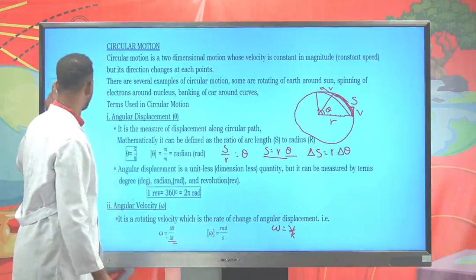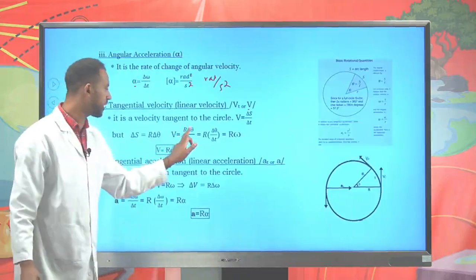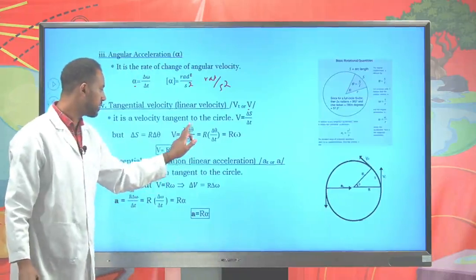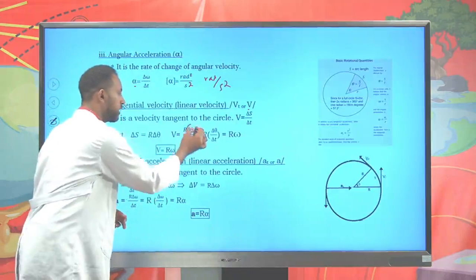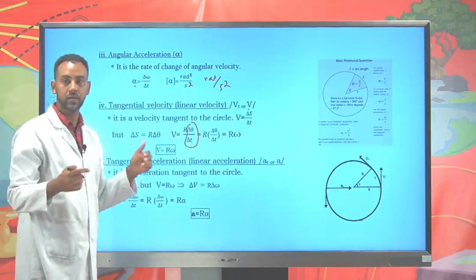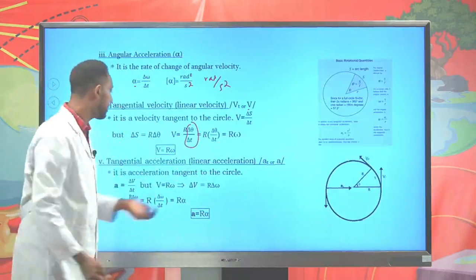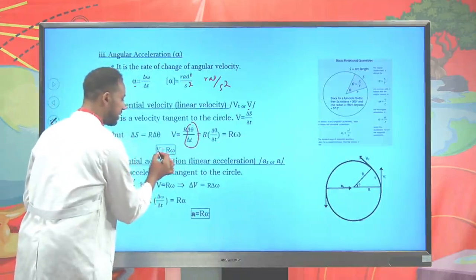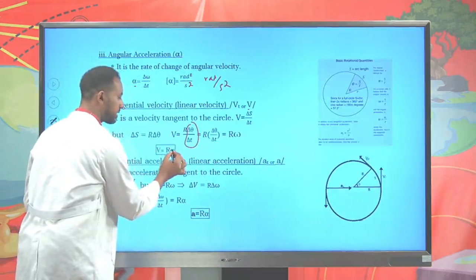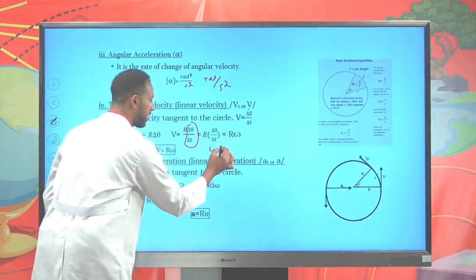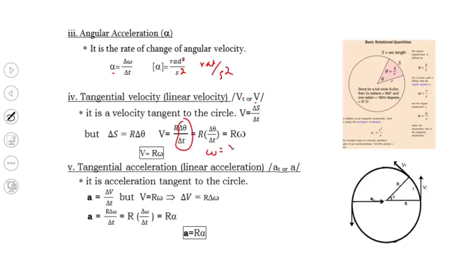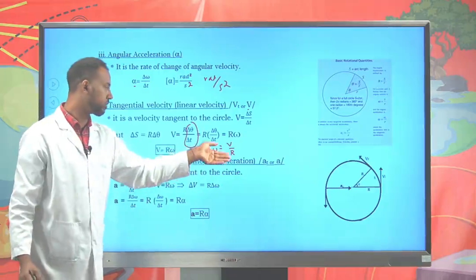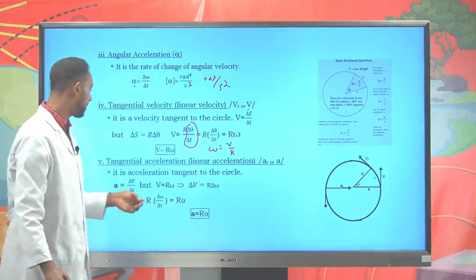So putting this here, r times change in theta over change in t, this rate of change of angular displacement gives us angular velocity, omega. Therefore, as I said previously, it's possible to have a linear velocity as r times omega, or omega, the angular velocity, is given as the linear velocity over radius r. This is how we relate angular velocity and tangential velocity.